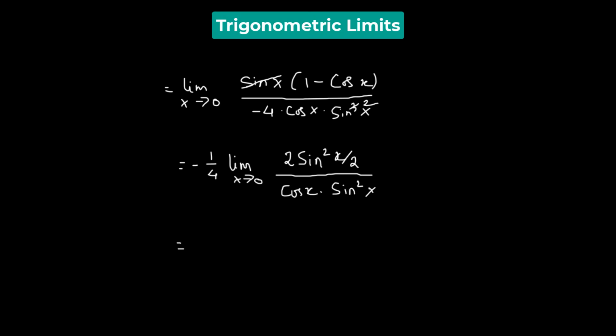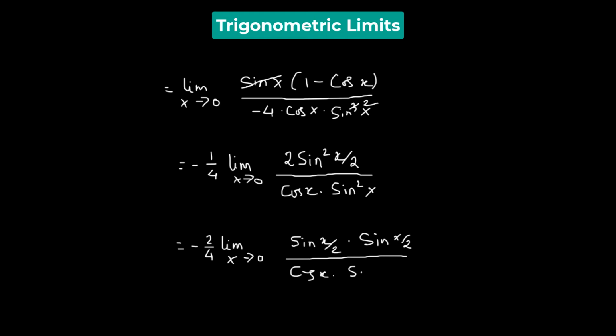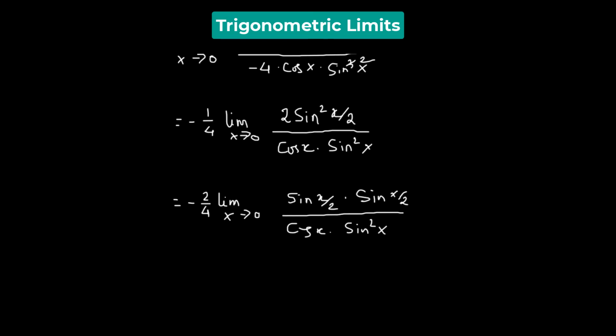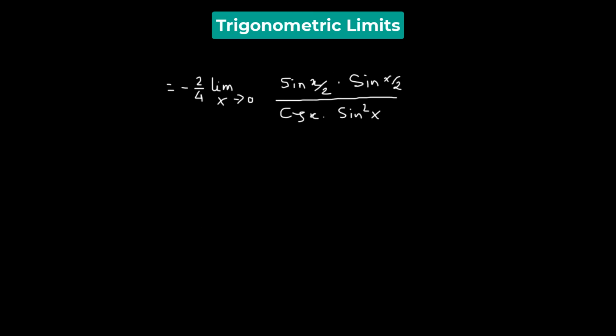So we can bring the 2 to the front, so we have negative 2 over 4 times limit x extending to 0 of sine squared x over 2. So let's break it down and write it as sine x over 2 times sine x over 2, divided by cosine of x times sine squared x. Now we are going to divide the numerator and the denominator by x squared. So negative 2 over 4 is going to give us negative half.